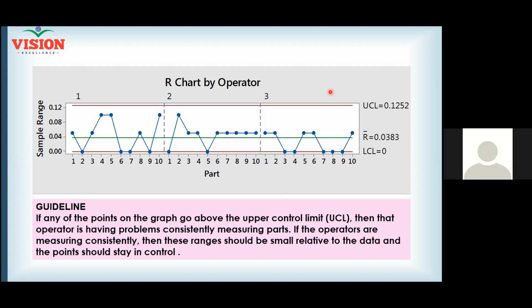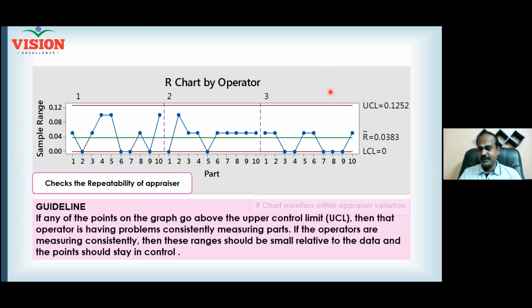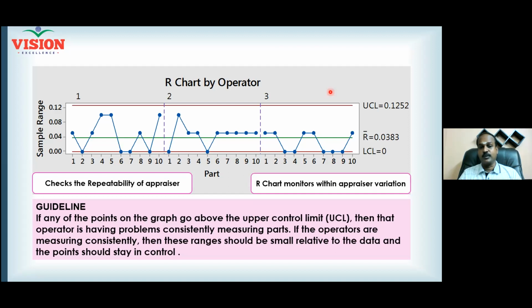Yes, sir. Very good. So now we move on to the next. The R chart checks the repeatability of the appraiser, and monitors within-appraiser variation. Now we understood almost all three are having a problem with repeatability. Am I right? Earlier you said number 1 is the problem. Now I explained number 2 is also having a problem. Now number 3 also, you can see many of the readings are falling on the lower control limit. That means there is no variation. Only when there is no variation can the range become 0. So if somebody says there is no variation, that is also a problem.